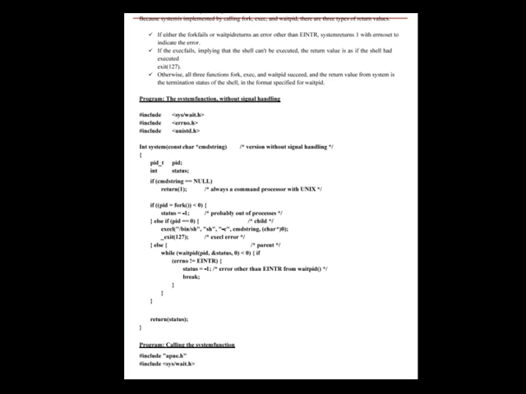See the program here, the system function without signal handling. Now let us see the program for calling the system function. See here, the program continues, and the program to execute the command line arguments using system is there, and the program to print real and effective user IDs is there. See here.